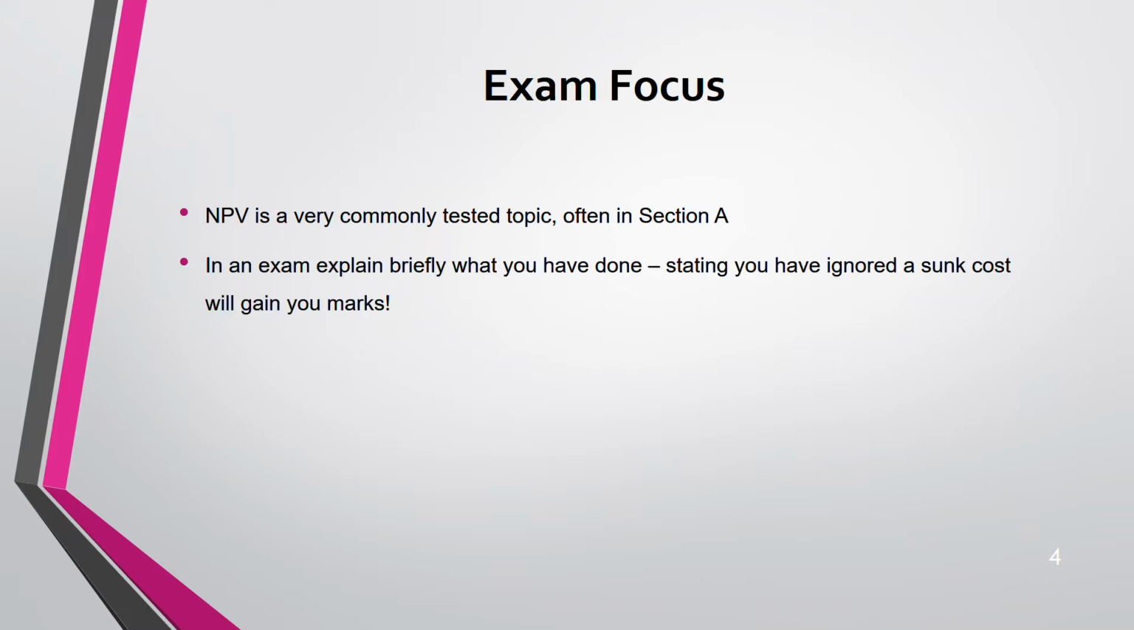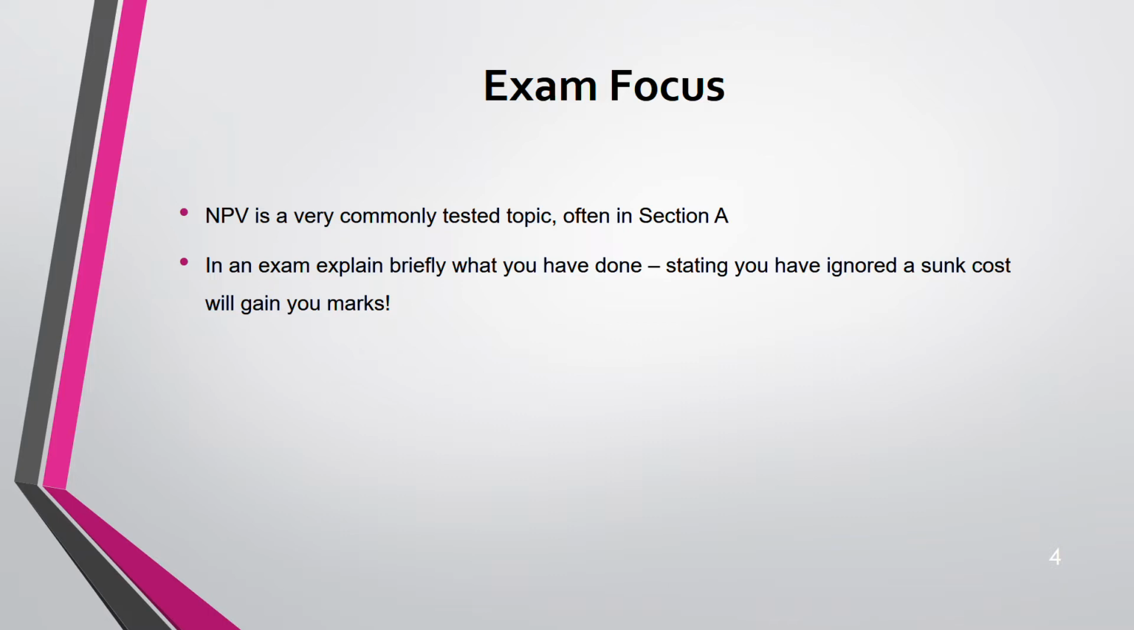In an exam, explain briefly what you have done. When net present value is asked as question 1, there might be other parts to that also, right? Part A, B, C, D. In the next part, you have to explain what you have done. That means what you have done, basically, to get the net present value. All the steps you are discussing in writing. Mostly they will ask you that.